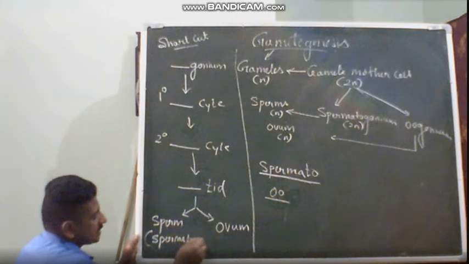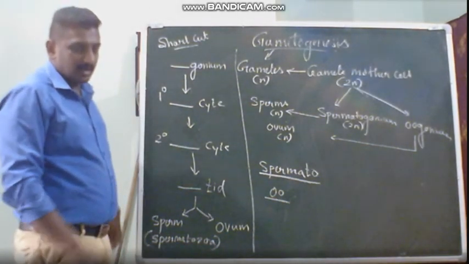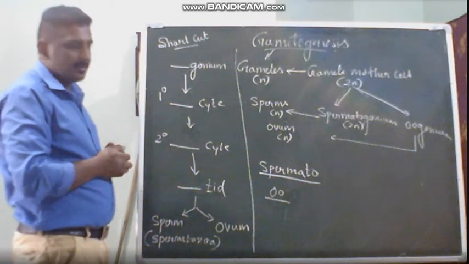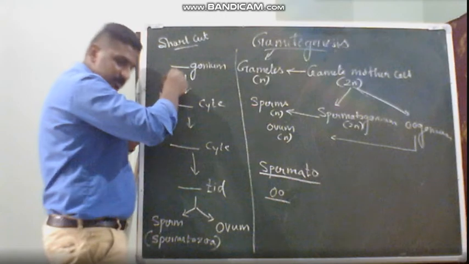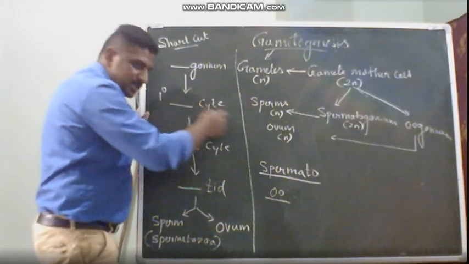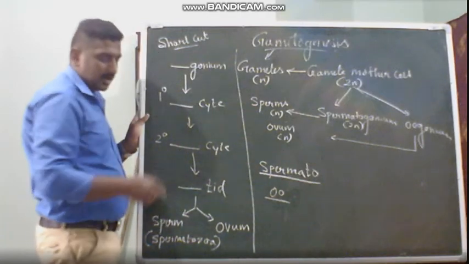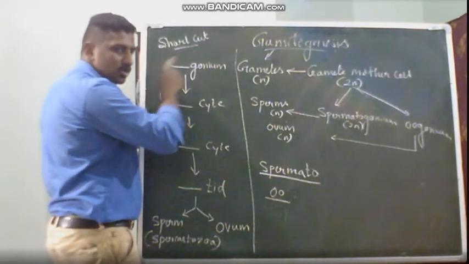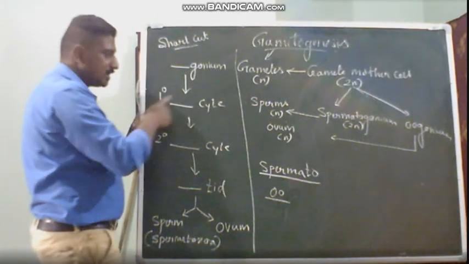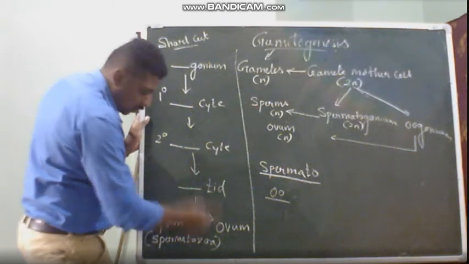To remember the stages, now you can compare this with the diagram of the transverse section of seminiferous tubules. Germinal epithelium, then spermatogonium, primary spermatocyte, secondary spermatocyte, spermatid, spermatozoa. Now oogenesis, what are the stages it will have? Oogonium, primary oocyte, secondary oocyte, ootid, ovum.